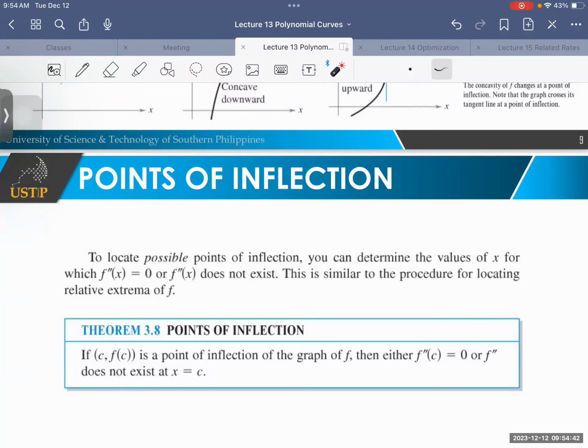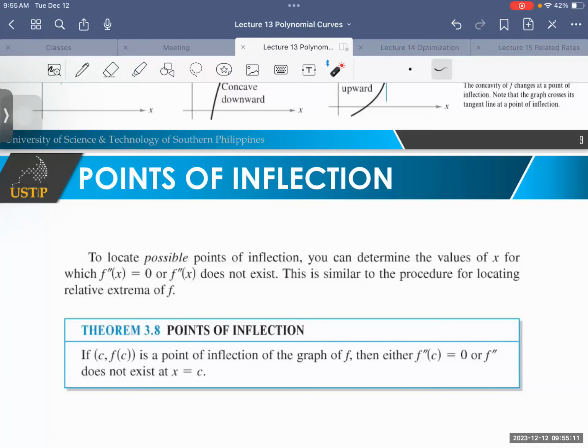Okay? Now, how do we get that? Of course, katotong resolve to ganina, we equate f double prime of x to 0 or when your f double prime of x does not exist or undefined. So, katong nga mga values are possible points of inflection na dayon. Okay? Now, note that this is similar to the procedure for locating relative extrema of f in the first derivative test. So, class, medyo magdugang lang tag usa ka step.